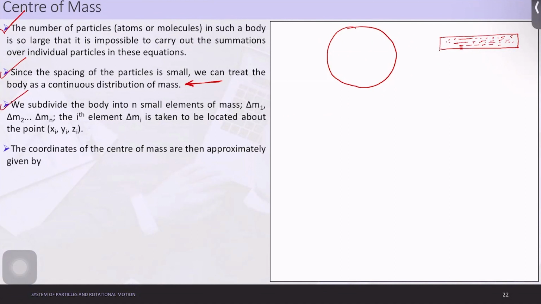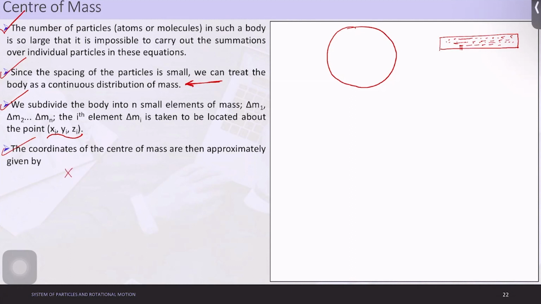Therefore, what we basically do is divide this body into n small elements of mass, namely delta m1, delta m2, delta mn. The ith element delta mi is taken to be located about the point xi, yi, zi. The coordinates of the center of mass are approximately given by what?